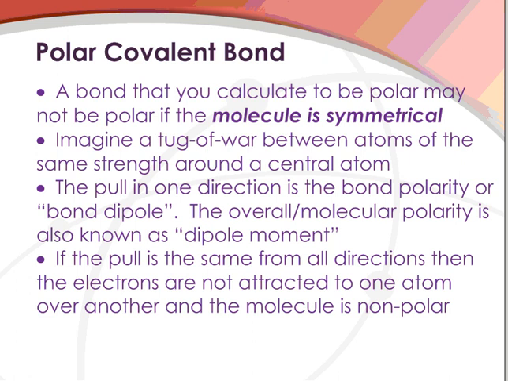So you can have a dipole within a bond, but you can also have a dipole within an entire molecule that consists of 2 or 3 or 5 or 6 or however many bonds there are. If the pull is the same from all directions, then the electrons are not attracted to one atom over another, and the molecule is nonpolar. Now, I know that is a little bit confusing, so we're going to go through a bunch of examples to help you figure out what that last point means.